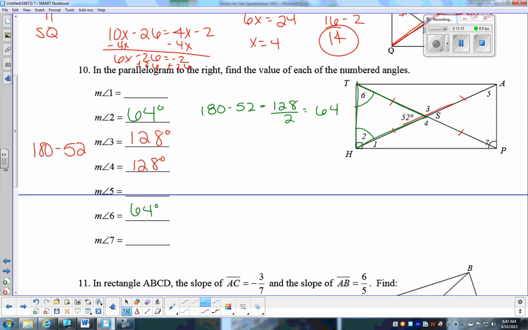For angle 1, I can do 90 minus 64 because it makes a right angle with angle 2. Oops, this is number 1, not number 7. So I know angle 1 is 26 degrees. Angle 5. If I look at my parallel sides, I know angle 2 and angle 5 are alternate interior angles. So angle 5 is also 64 degrees. And angle 7 is asking us for the entirety of angle P. Well, since I have one right angle, I have 4 right angles. Angle 7 has to be 90 degrees.